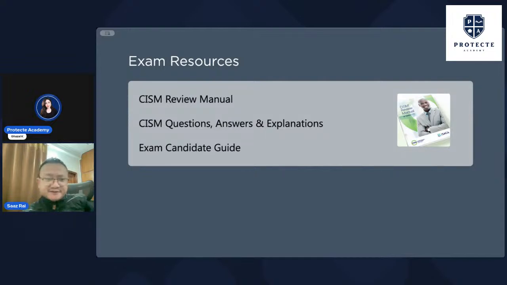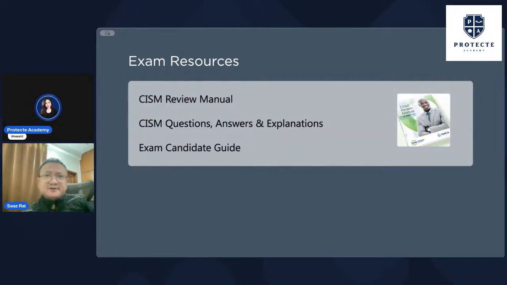The exam resources. The good thing about ISACA exams is they do have official manuals. The review manual is pretty good. It should be your primary study material, and they also publish the question and answers with explanations. That's also highly recommended, because the Q&A will help you understand the type of questions that get asked in the exam, and to look out for those tricks that ISACA generally plays. So that's highly recommended to prepare for the exam.